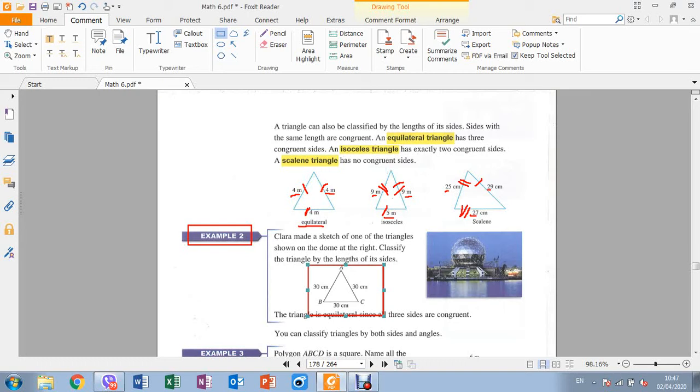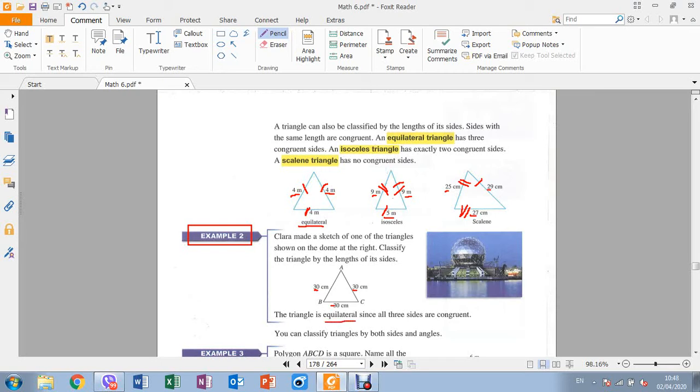So this is 30, this 30, this 30. Which type of triangle is this by the sides? This is the first one. Why? Because, as we explained, all three sides are congruent. So this triangle is equilateral.